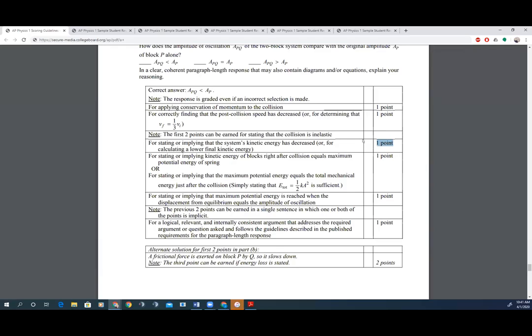So if you remember, like our thought process and our explanation, we touched into a lot of these ideas, right? We talked about these things as we went through. But you have to explicitly state the kinetic energy decrease.